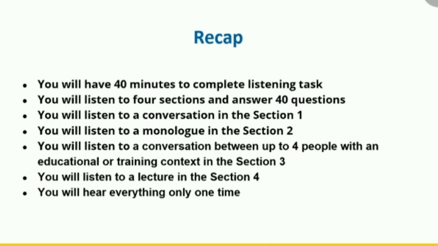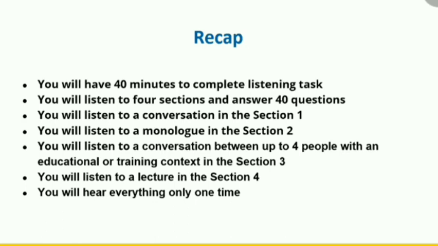And now we are going to review our recap and the most important points we studied in today's lesson. As you remember, you'll have 40 minutes to complete the listening task, and you listen for 4 sections and answer 40 questions. You'll also listen to a conversation in section 1, and a monologue in section 2. Remember that you listen to a conversation between up to 4 people in an educational training context in section 3, and section 4 is going to be a lecture about a specific topic.